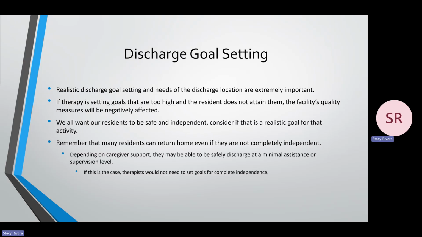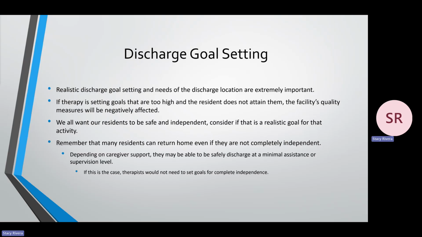I'll go through this and then we'll see if that makes sense to y'all. If therapy is setting goals that are too high and the resident does not attain them, the facility's quality measures can be negatively affected. We all want our residents to be safe and independent, but consider if that is a realistic goal for that activity. Remember that many residents can return home even if they are not completely independent. Depending on caregiver support, they may be able to safely discharge at minimal assistance or supervision level.